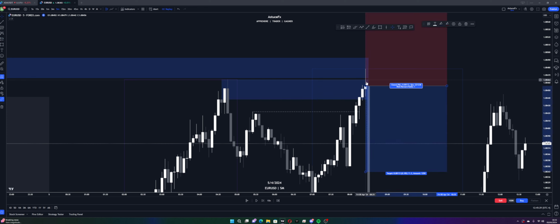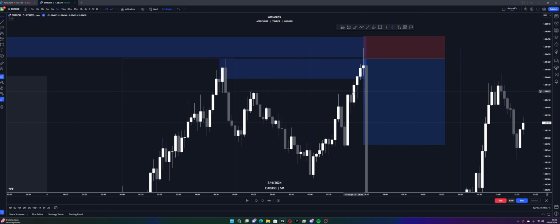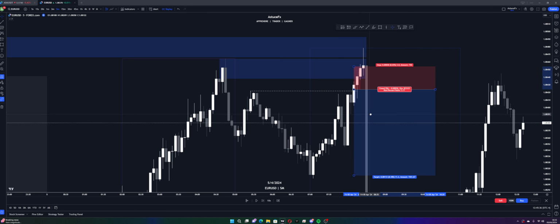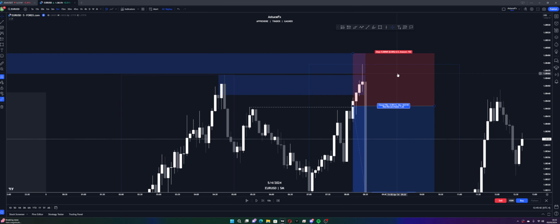I didn't want to have an entry like this, because price may not even come here. It may just come mitigate this one and give a sell. So what I did is I had the entry somewhere below here, and then I had my stop loss somewhere above here. You may tell me, okay, 7 pips stop loss is too much.